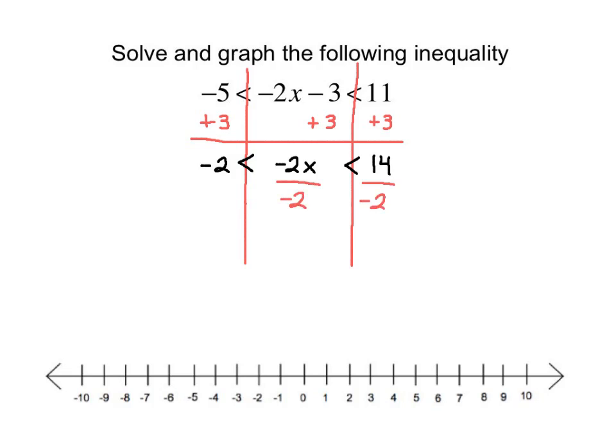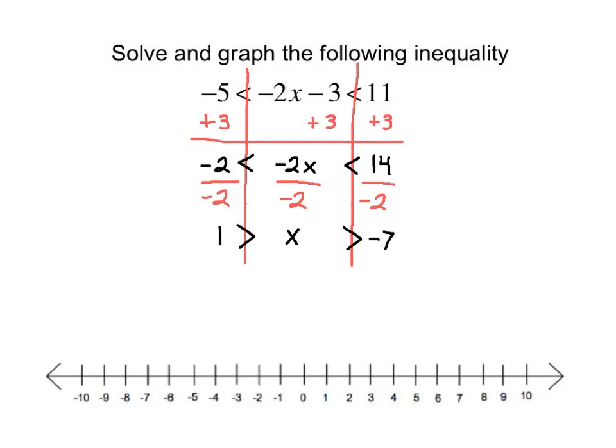So here's where we have to be really careful. A lot's going to be going on here. When I divide all of these by a negative 2, things are going to change a little bit. First thing I have to do is change the direction of both signs because I am dividing by a negative. So just like before, we're flipping the signs. Negative 2 divided by negative 2 is 1. I have x in the middle. And then 14 divided by negative 2 is negative 7.